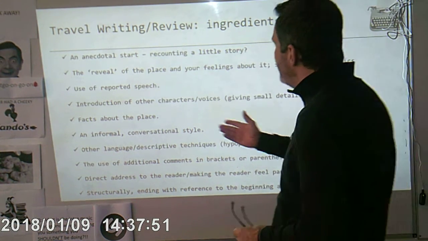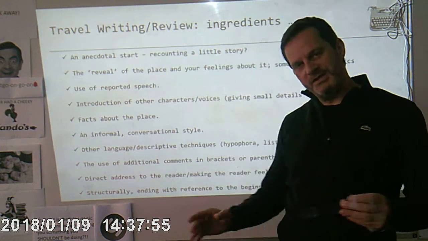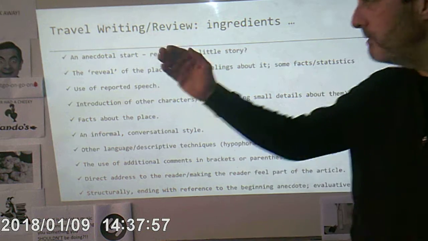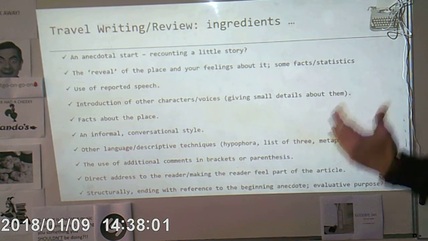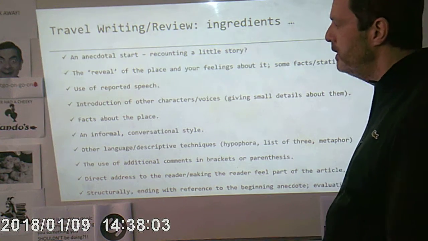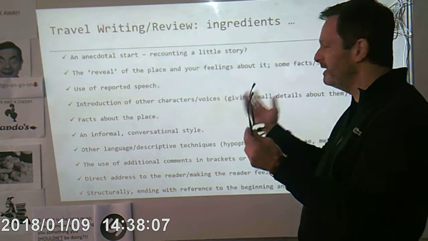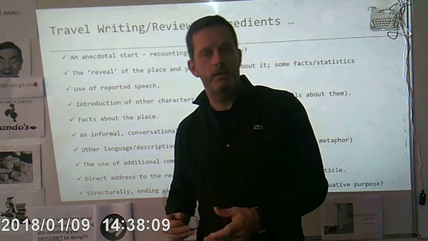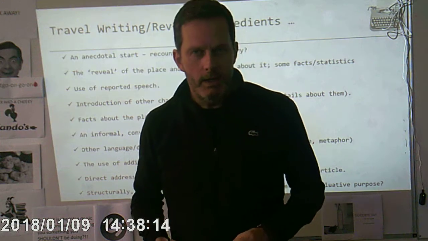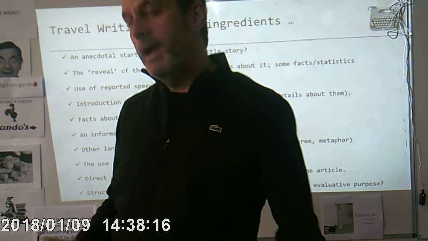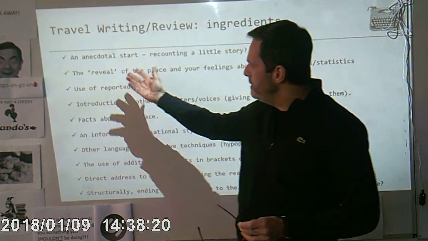But there are nonetheless ingredients that we can include in here, and if you want to pause on this one, you can use this very much as a template for how you might approach a piece of travel writing or a travel review. So we're going to start with something anecdotal. So recounting a little story about it. In the case of that one, it was my brother and I going up that mountainside, slashing all the vegetation with sticks and finding that skull. Okay? Then there might be the reveal of the place.